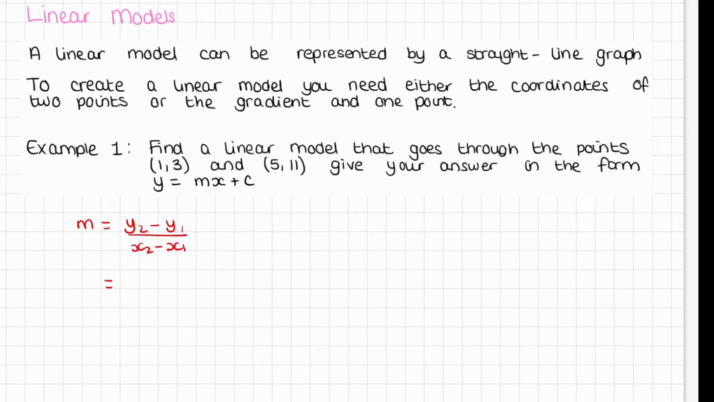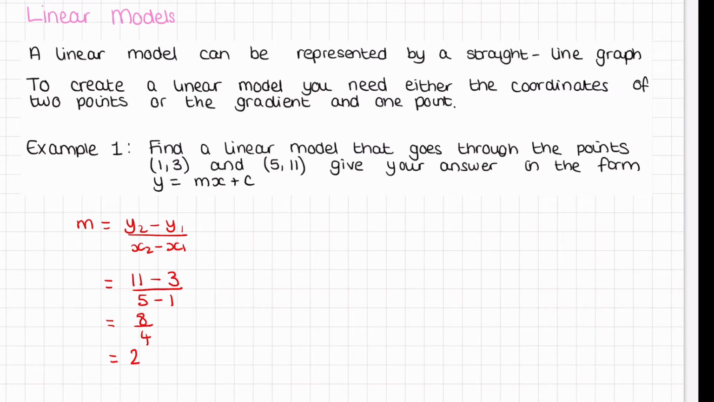And remember, with your points, it doesn't matter which way around you use them, as long as the 2's correspond to the same point and the 1's do. So you do 11 - 3 divided by 5 - 1. So the y coordinates minus from each other and the x coordinates minus from each other. And this will give us 8 over 4, which equals 2.